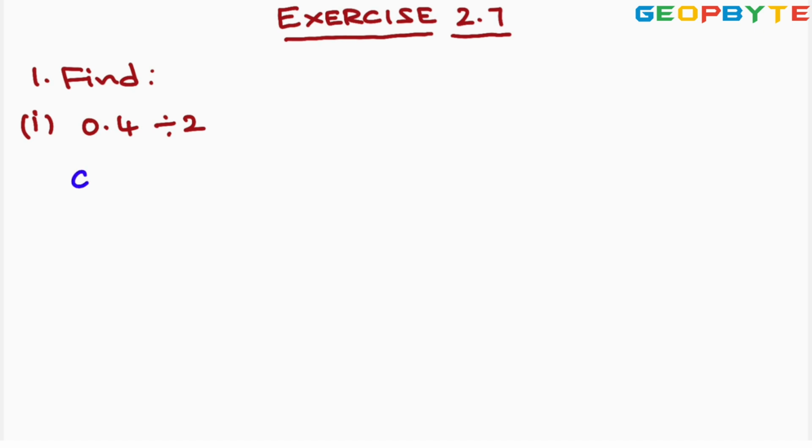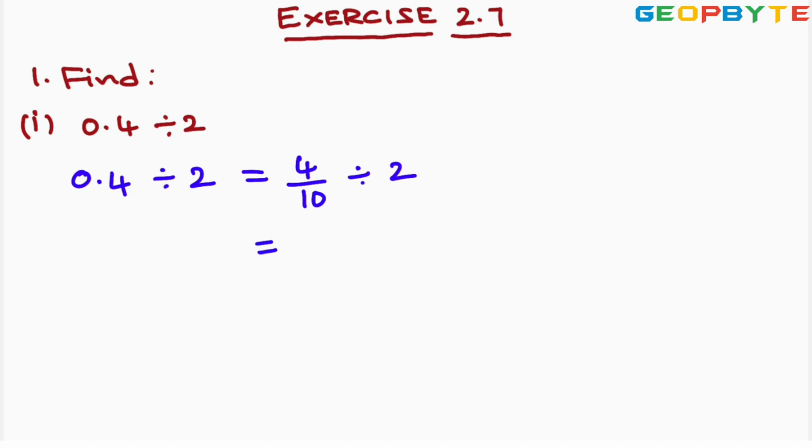We have 0.4 divided by 2, which is equal to... here 0.4 is a decimal number, so we need to remove the decimal point. How to remove the decimal point? After the decimal point, we have only one digit. In order to remove the decimal point, we need to divide by 10. So we get 4 by 10 divided by 2.